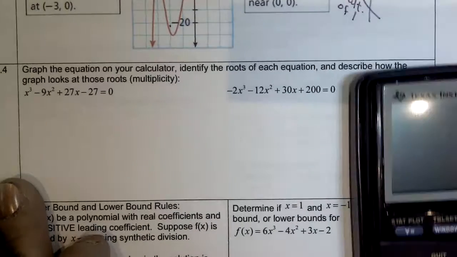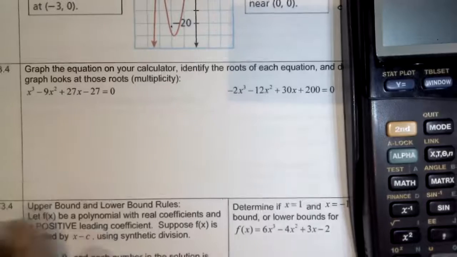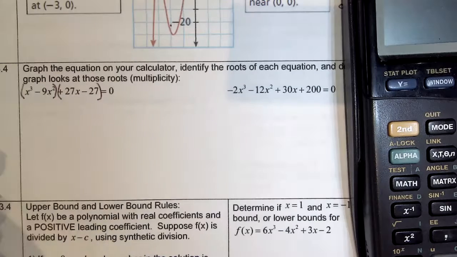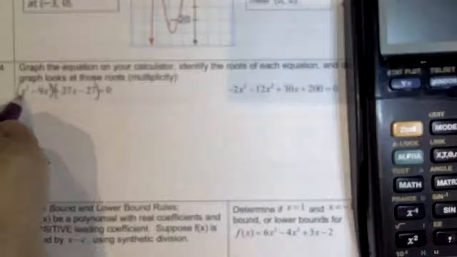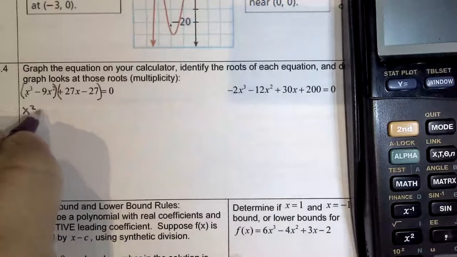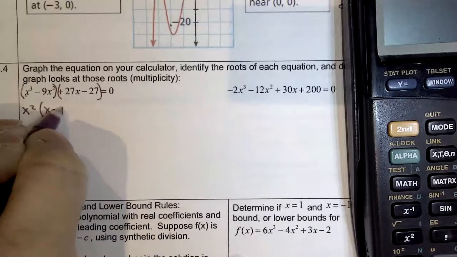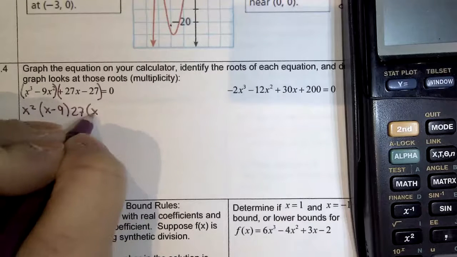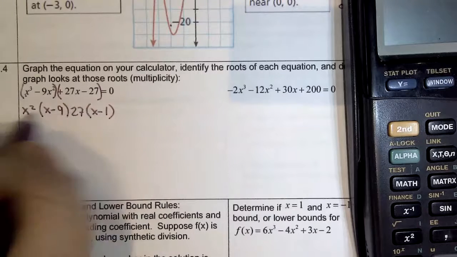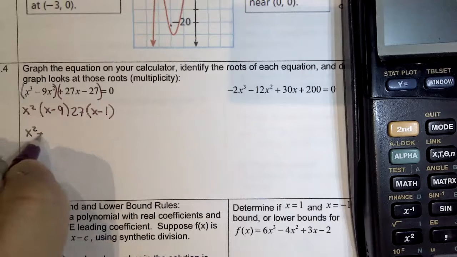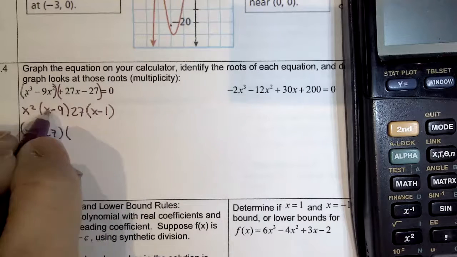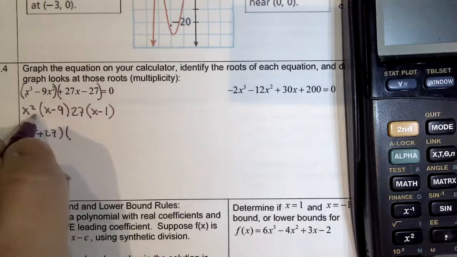So this one right here says, graph this on your calculator. What I'm going to do first, though, is go ahead and factor this by grouping so that you can see. So here, I can take out an x squared, and I'm left with x minus 9. And I can take out a 27, and I'm left with x minus 1. So here I get x squared plus 27. Okay, and oh, what did I do there? Let's see, this one might not work this way.